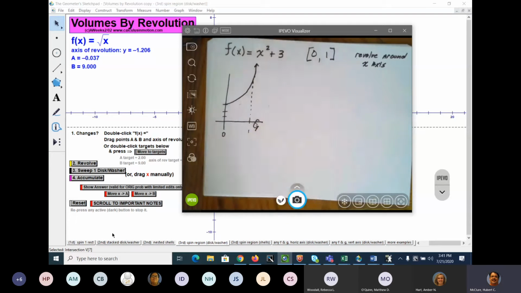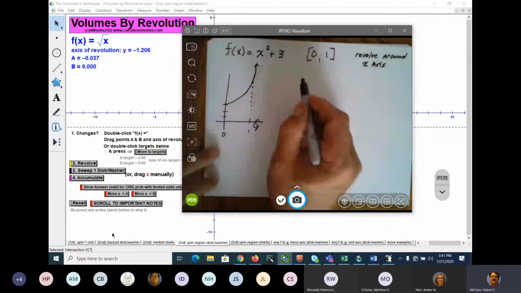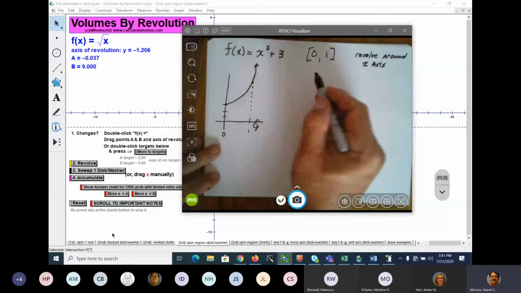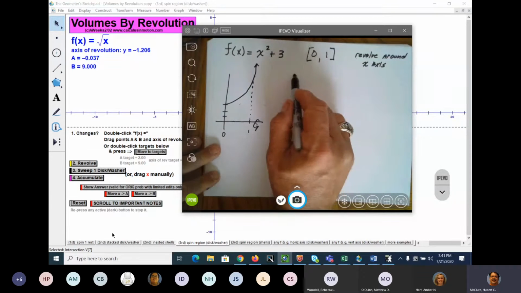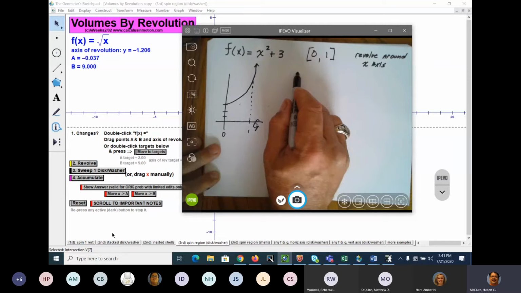So it's going to look kind of like, some of y'all that play golf know there's this tee that you can use. It looks something like this. That's what it's going to look like, only it's going to be on its side.